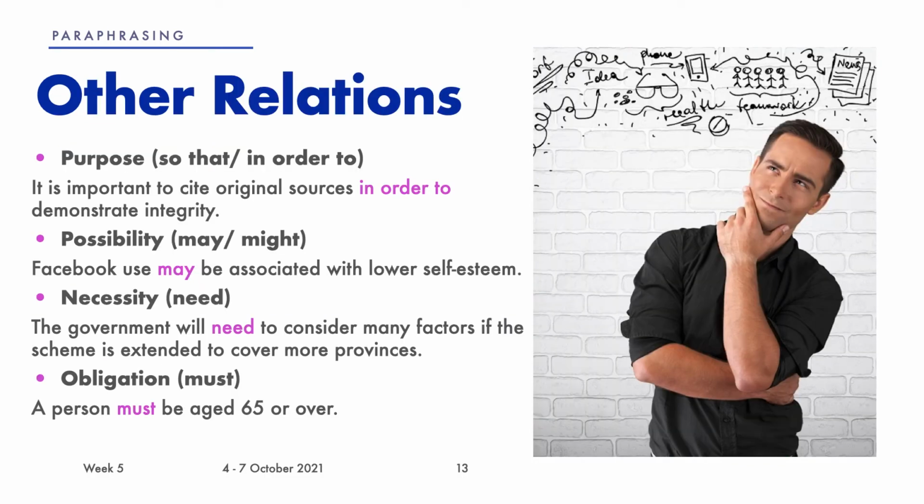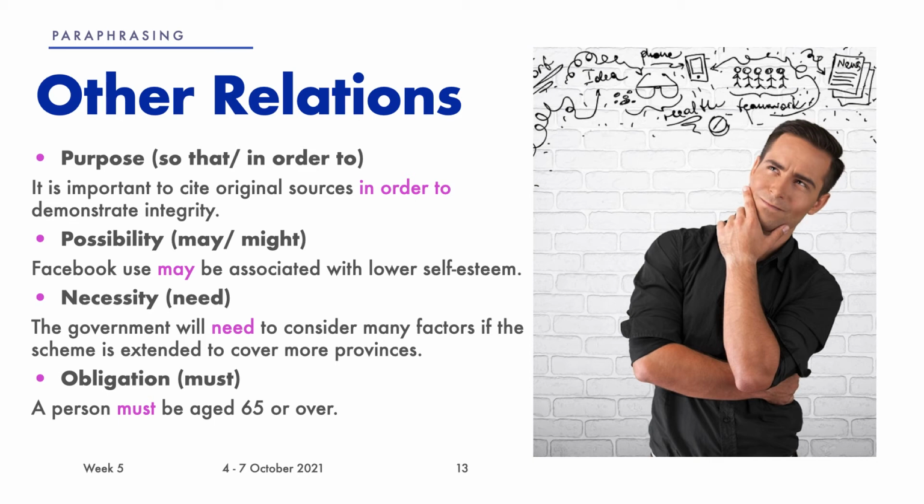Aside from FANBOYS, the conjunctions, you may also want to consider other functions of a sentence. When some sentences show purposes, just like what I told you about the differences between "so" and "so that." Okay, so we have purpose. It is important to cite original sources in order to demonstrate integrity. Or we may also use sentences to show possibility of something. For example, we use modal verbs like "may." Facebook use may be associated with a lower self-esteem.